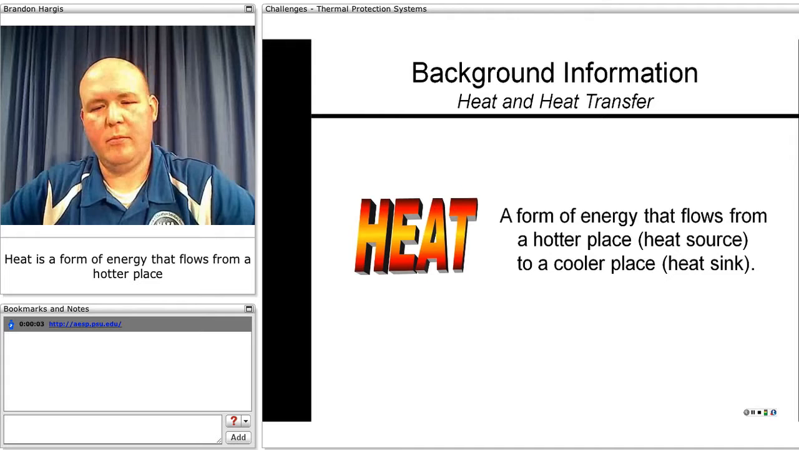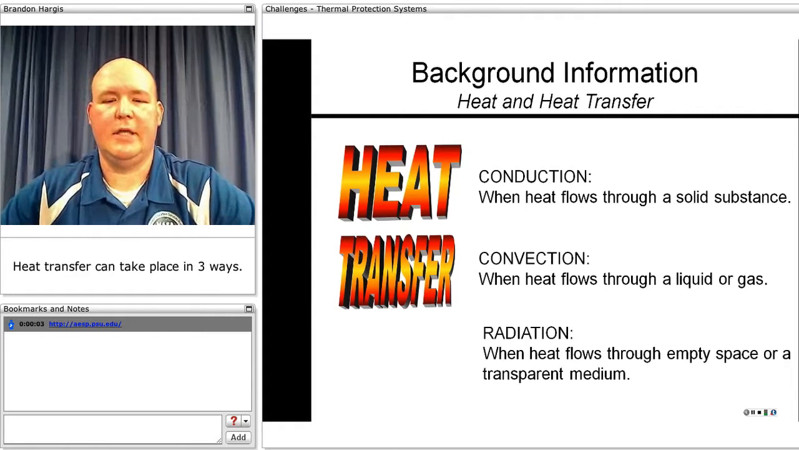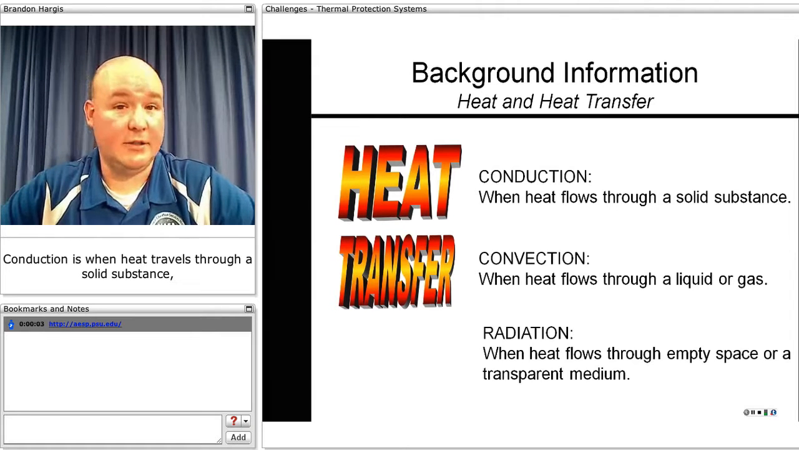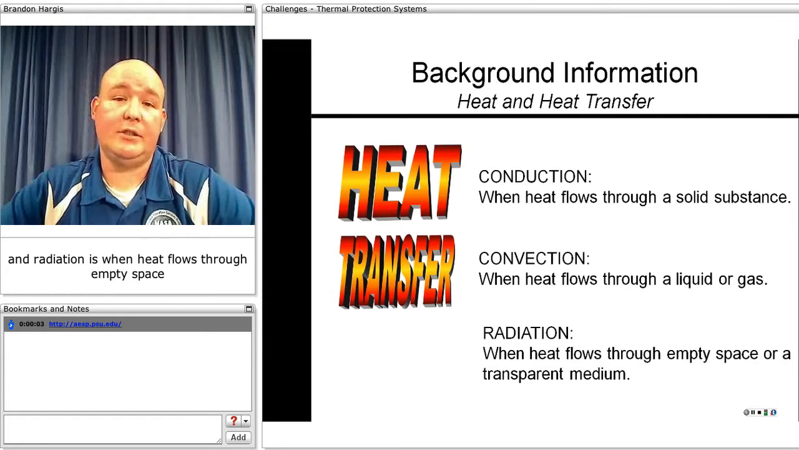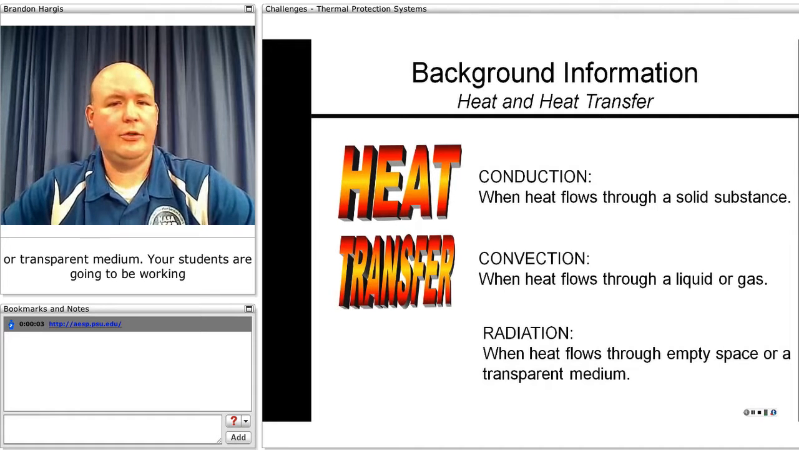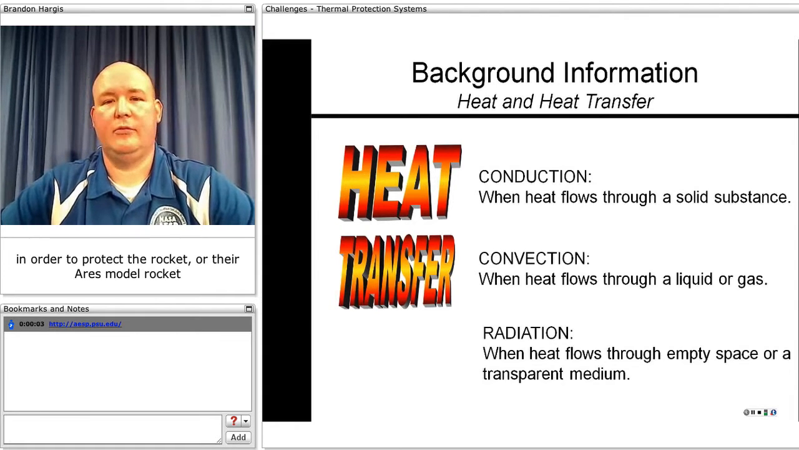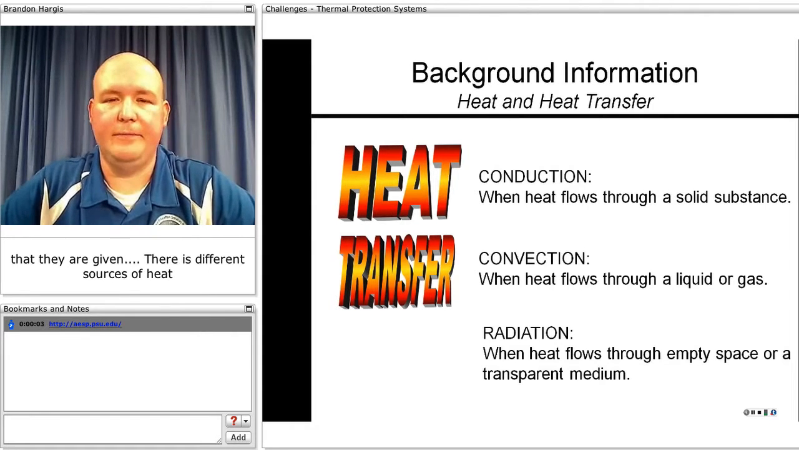Heat is a form of energy that flows from a hotter place or a heat source to a cooler place, a heat sink. Heat transfer can take place in three ways. Conduction is when heat travels through a solid substance. Convection is when heat flows through a liquid or a gas. And radiation is when heat flows through empty space or a transparent medium. Your students are going to be working on a way to slow down the rate of heat transfer in order to protect the rocket, or the Ares model rocket that they are given.